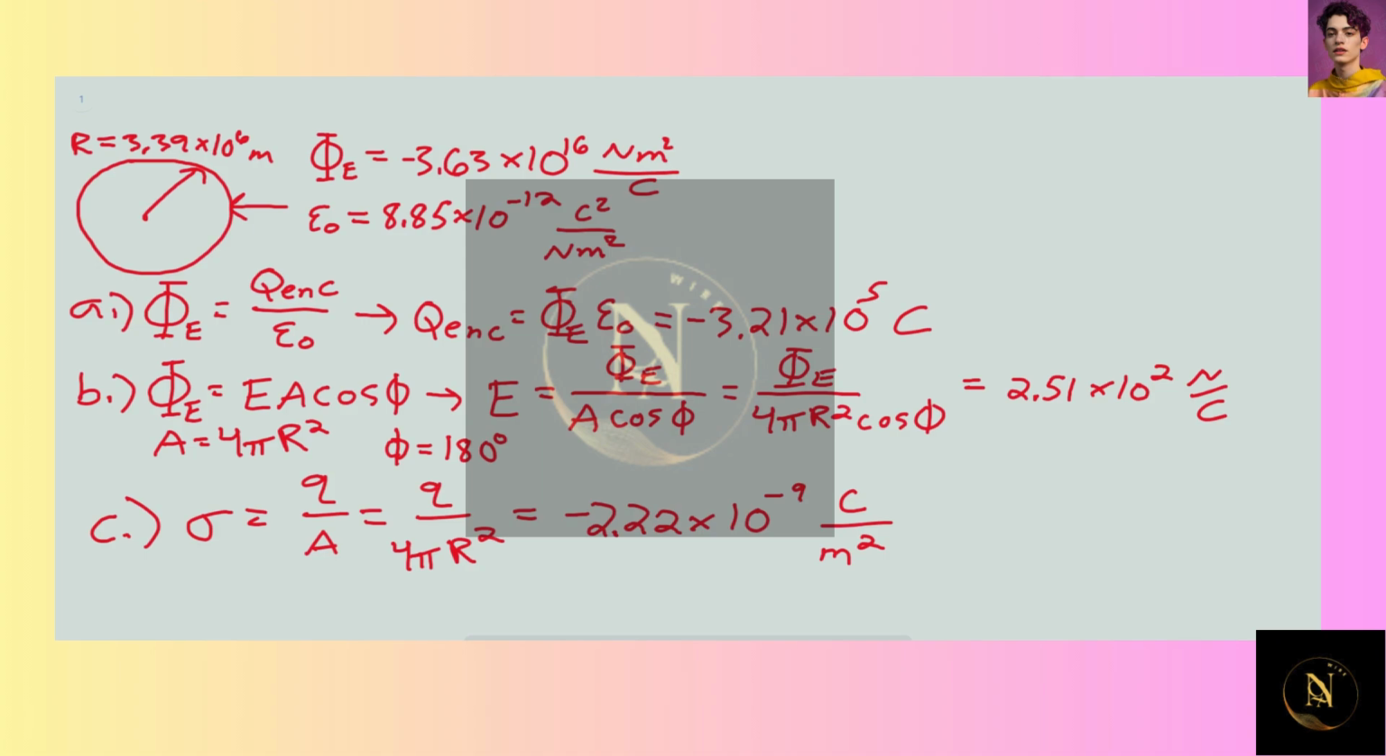Some planetary scientists have suggested that the planet Mars has an electric field somewhat similar to that of the Earth, producing a net electric flux of negative 3.63 times 10 to the 16 newton meters squared per coulomb at the planet's surface. Calculate (a) the total electric charge on the planet, (b) the electric field at the planet's surface, and (c) the charge density on Mars, assuming all the charge is uniformly distributed over the planet's surface.